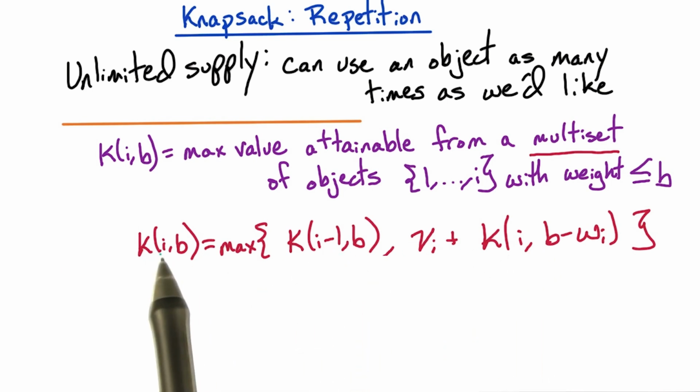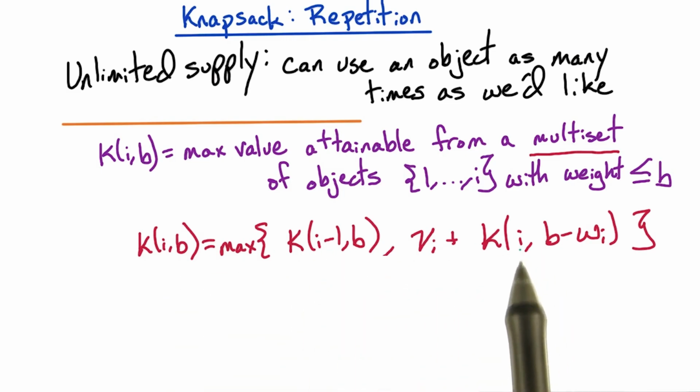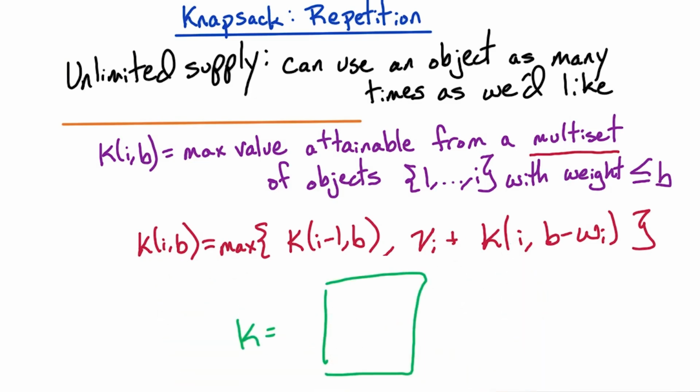So this one is in row i, and the previous ones were in row i minus 1. But in this case, we're actually using the same row. But let's look at the table. We're going to fill this table row by row. Now when we get to this entry, K(i,b), this current entry, we've filled up the previous rows and we filled up this current row up to that entry.